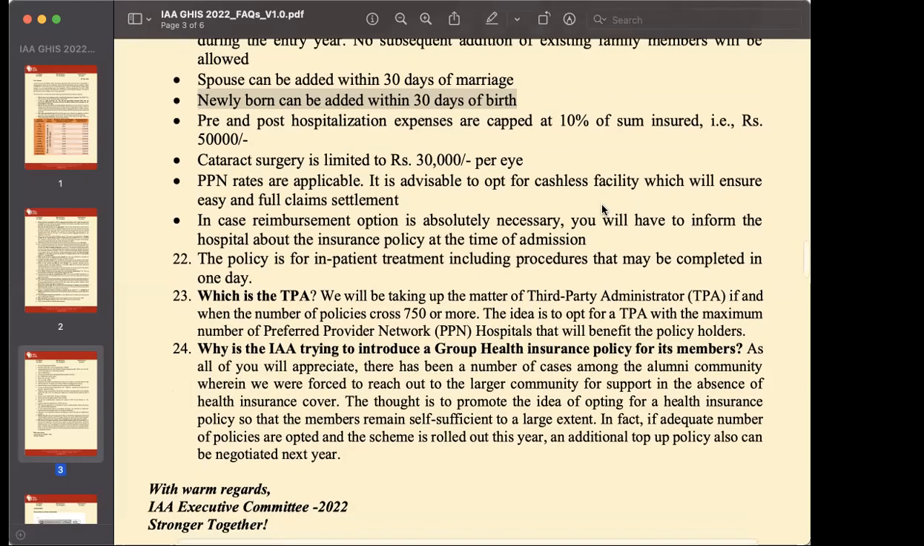So you are saying that if somebody has not added within 30 days, he or she will not be able to add the child ever. For now, this looks like that. I think you should negotiate on this point. They will agree.